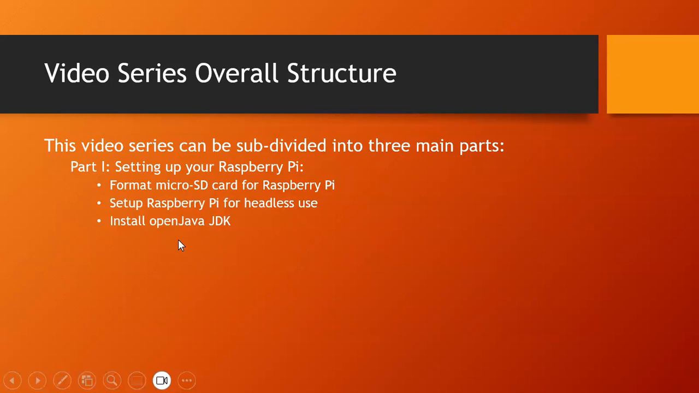And then we are going to install, this is a mistake here, OpenJDK. So it's not OpenJavaJDK, it's OpenJDK straight. That is the version that you should be using, not only on your computer, but on the Raspberry Pi. Not just the Java JDK, it's OpenJDK.